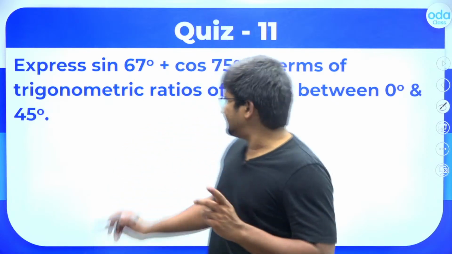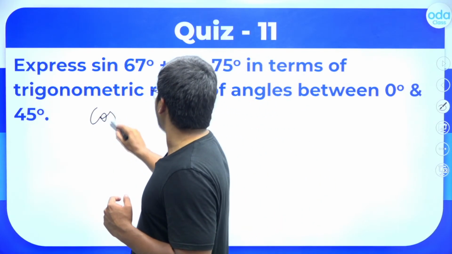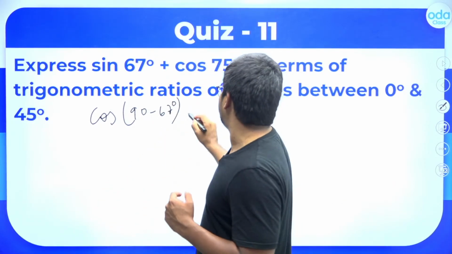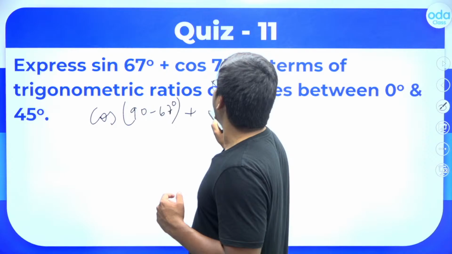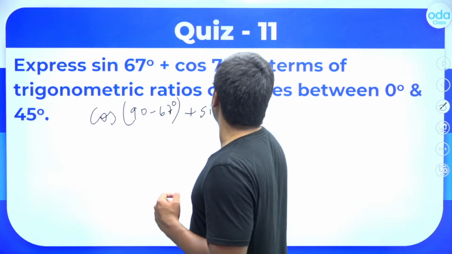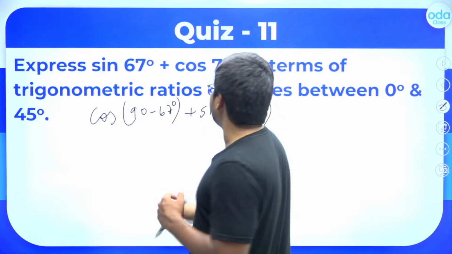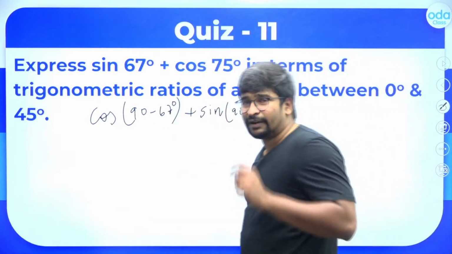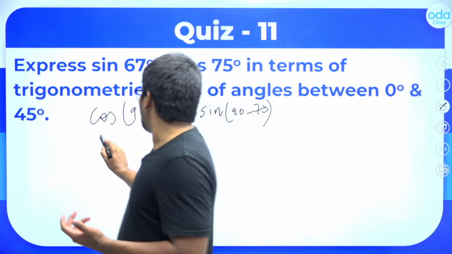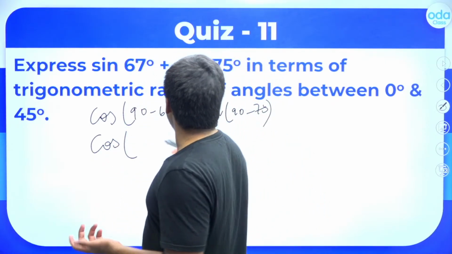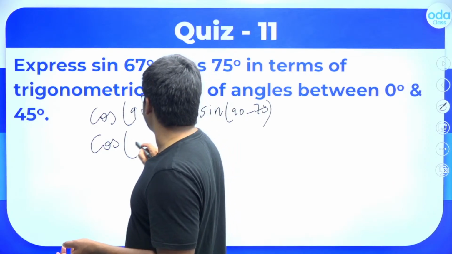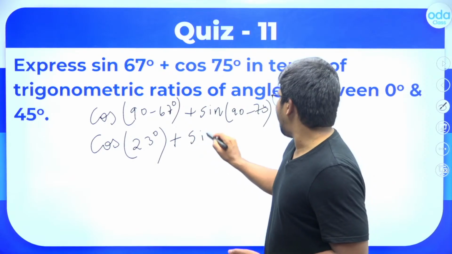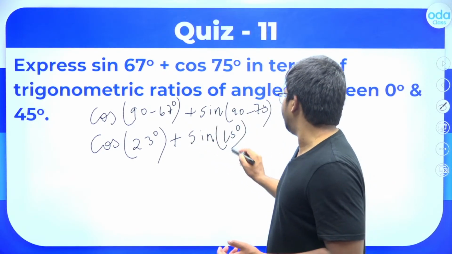You know that sine 67 can be written as cos of 90 minus 67, because sine theta is cos 90 minus theta. Plus cos of 75, can I write it as sine of 90 minus 75, because cos theta is sine 90 minus theta. You can fairly write like this. So cos of 90 minus 67, how much is 90 minus 67? Isn't it 23 degree? Plus sine of 90 minus 75, isn't it 15 degree?